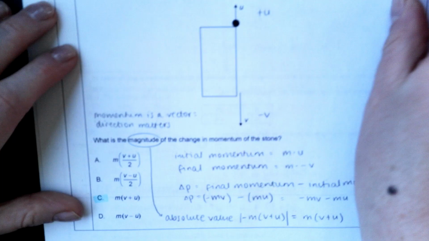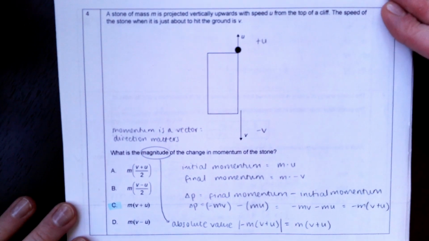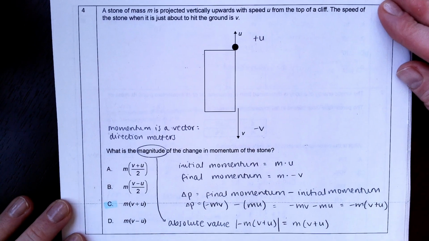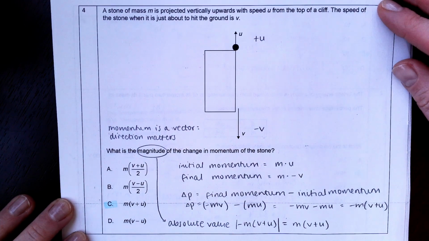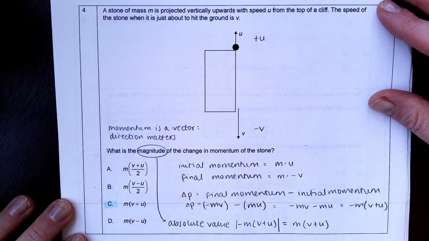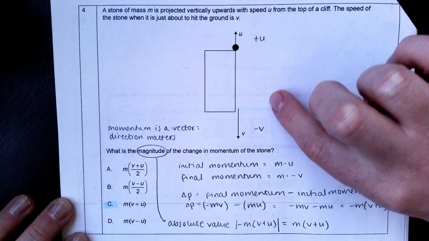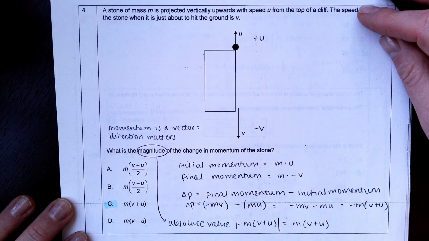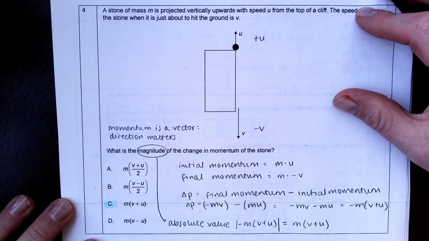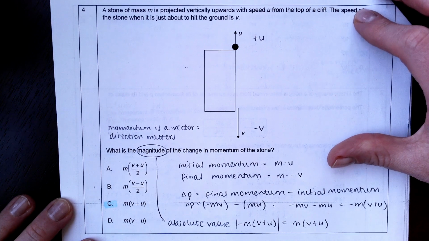In question 4, a little trickier, a stone of mass m is projected vertically upwards with a speed u from the top of a cliff. The speed of the stone when it is just about to hit the ground is v. Momentum is a vector, so direction matters when you're looking at the change in momentum. So you know initially it's moving up, so we'll consider that to be positive. And then finally it moves down, so it must have negative velocity. So the initial momentum is mu, the final momentum is minus mv.